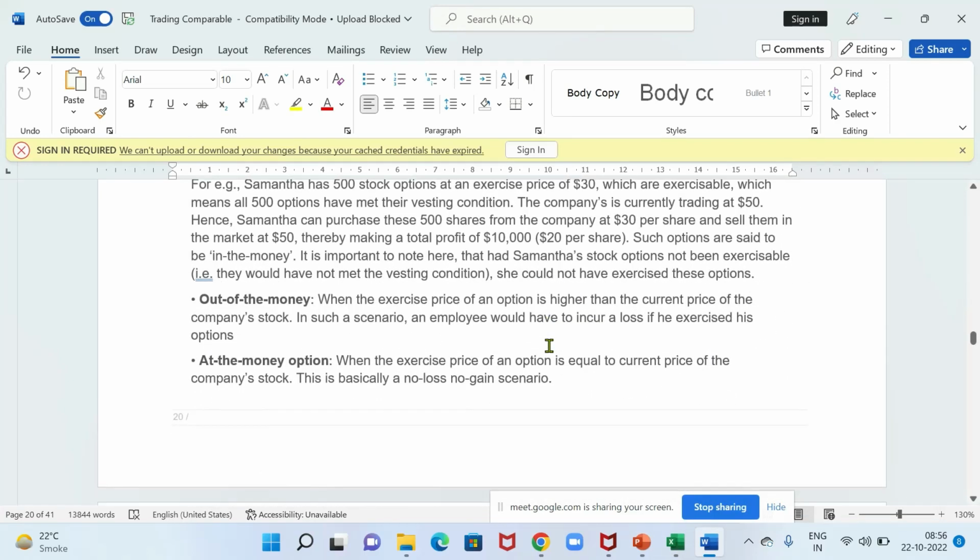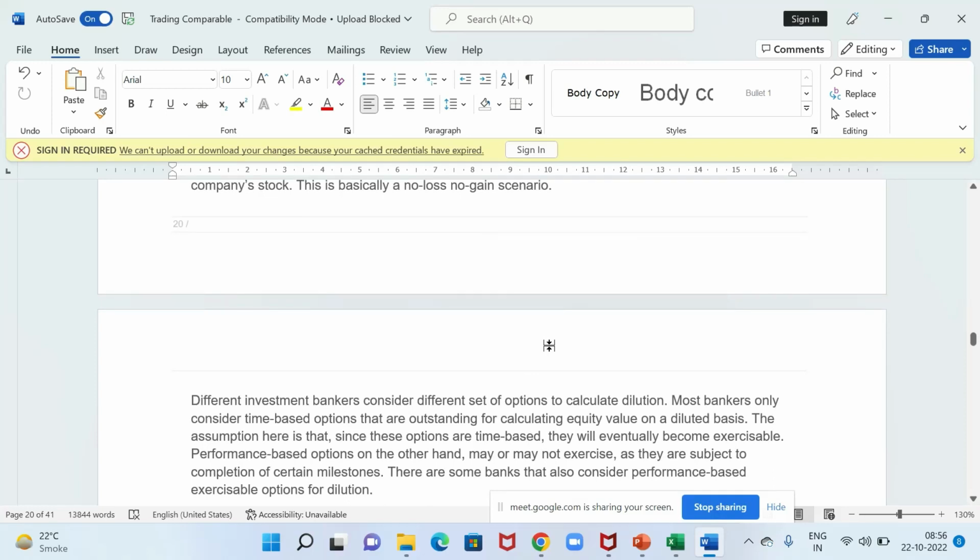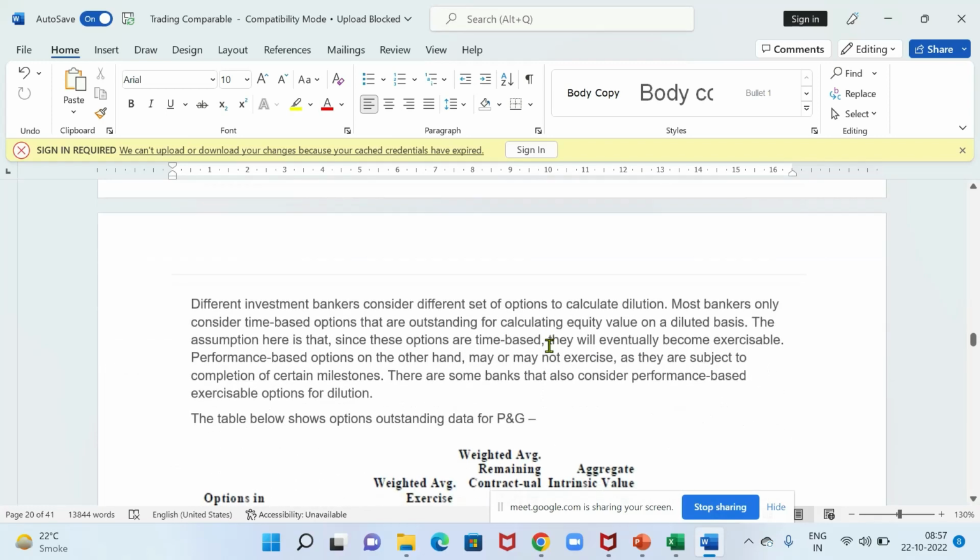Out of the money options are those whose current price is lower than the strike price. And at the money is when they are equal. Share price and strike price are equal.